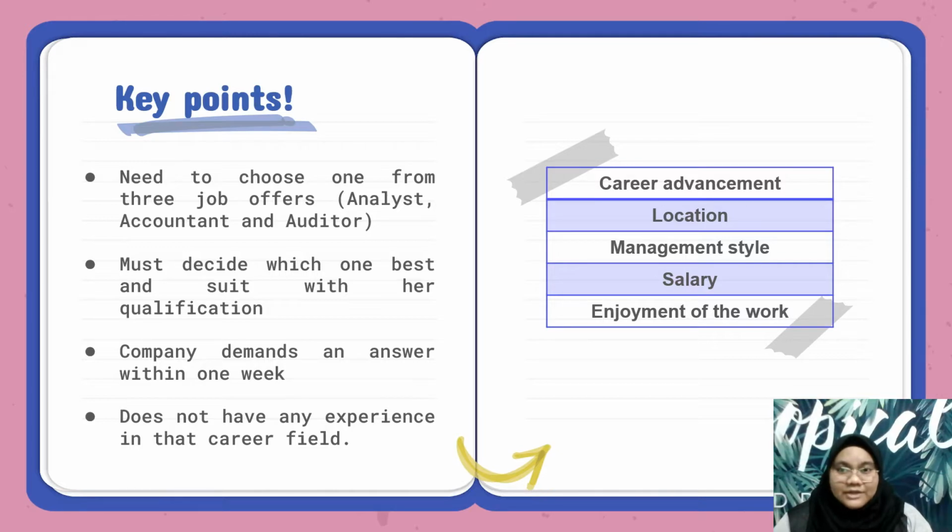So she decided to use the scoring model method to help her, and she chose 5 criteria that are important in a working life, which are career advancement, location, management style, salary, and enjoyment of the work. She weighted each of these criteria in terms of its relative importance, analyzed each potential job offer and graded them according to each criterion.